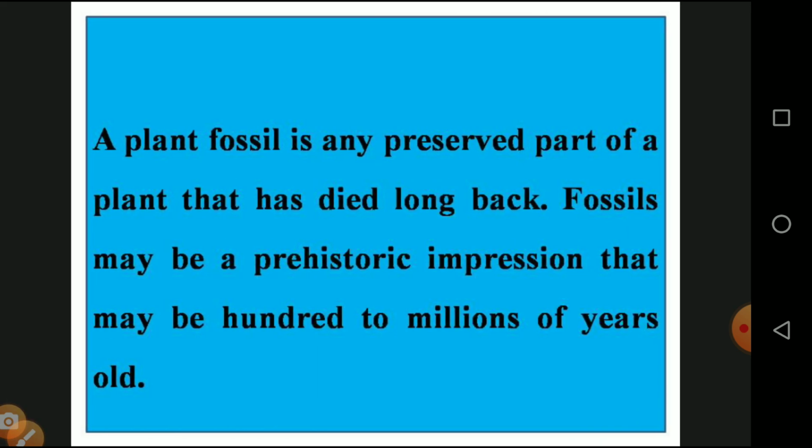A plant fossil is any preserved part of a plant that died long back, which does not take place in 1 or 2 years. It takes place over millions or billions of years. The fossils may be prehistoric impressions that are hundreds of millions of years old, a very long period of time.